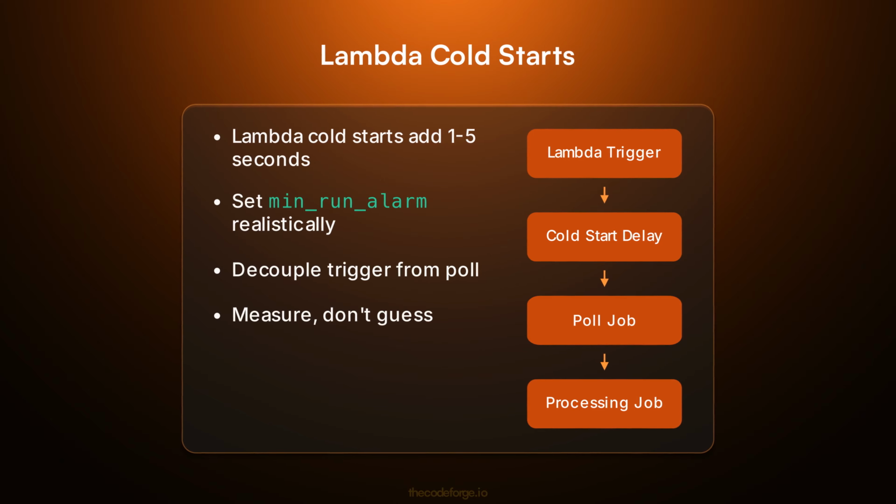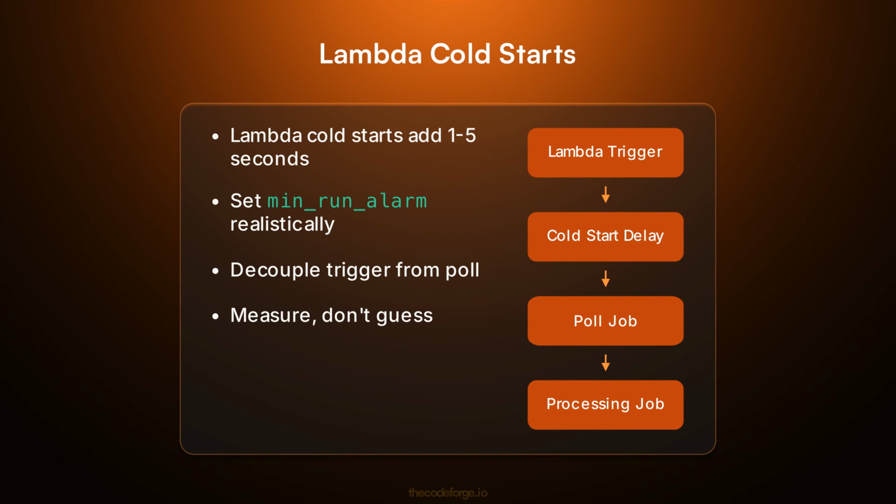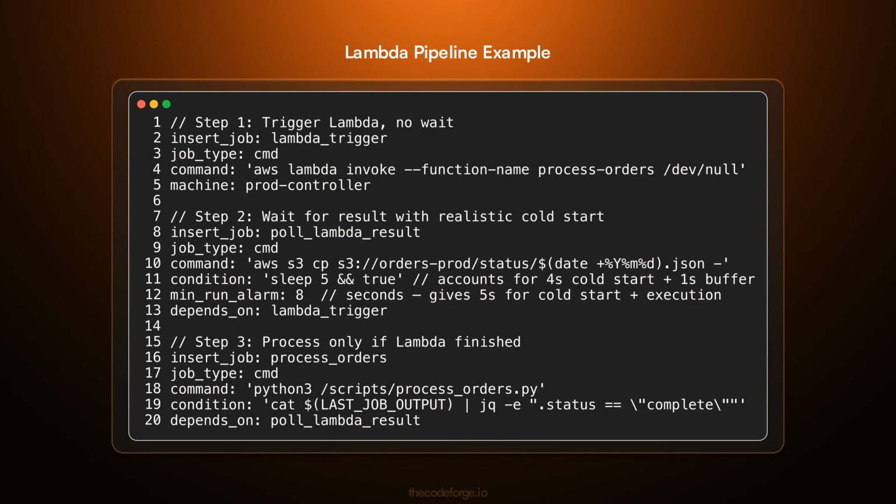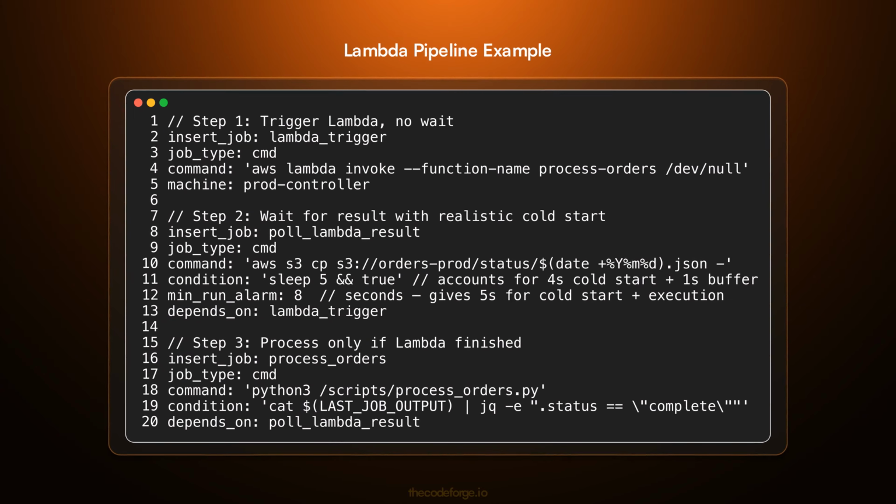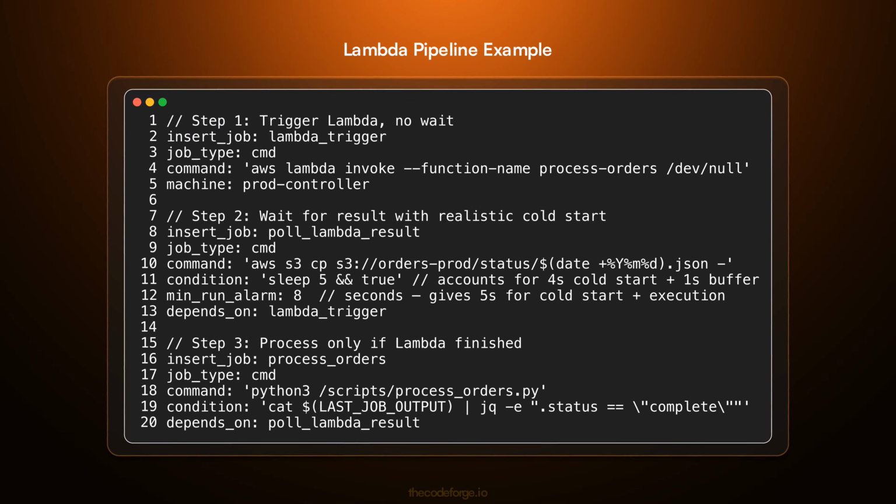If your pipeline depends on a Lambda, account for cold starts. Use a trigger job that invokes the Lambda, then a poll job that waits for completion with a realistic timeout. The trigger invokes the Lambda, the poll job waits with a sleep to cover cold start, and the processing job checks the result. This decouples the delay from the dependency chain.